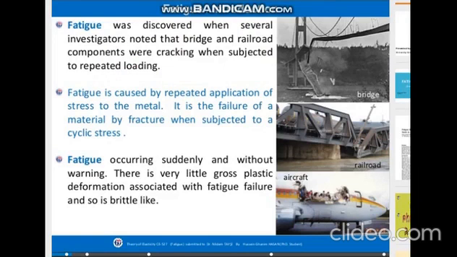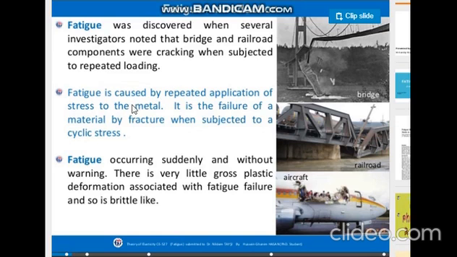Let us come to this term called fatigue. Fatigue was discovered when several people noticed that bridges and railroad components were cracking. These bridges were cracking when subjected to repeated loading. Repeated loading means the load is not steady when you plot it on the XY graph. It is not a constant line. It is going up, down, up, down. That is called repeated loading.